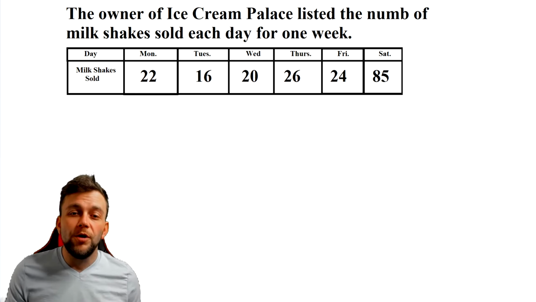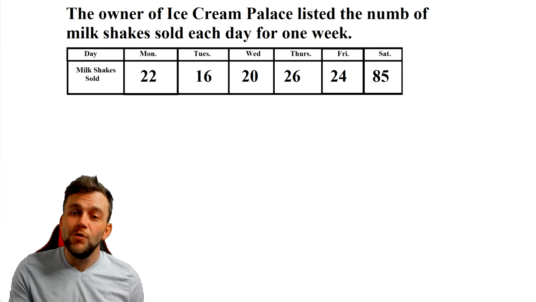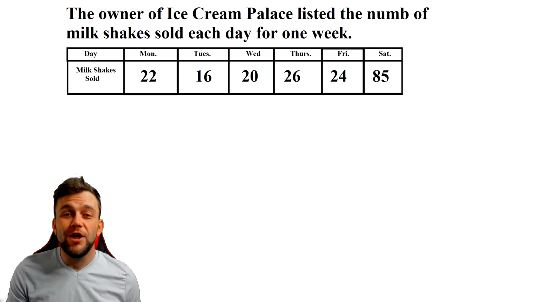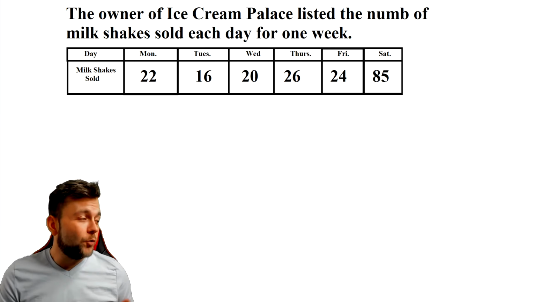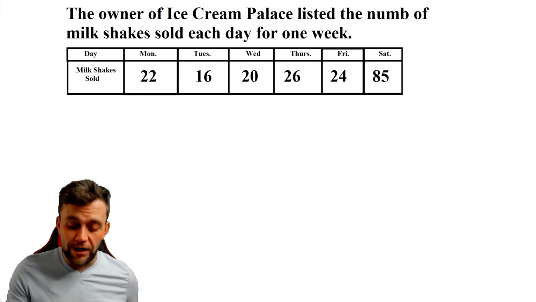So the owner of the ice cream palace listed the number of milkshakes sold each day for 1 week. We have 22, 16, 20, 26, 24, and 85.